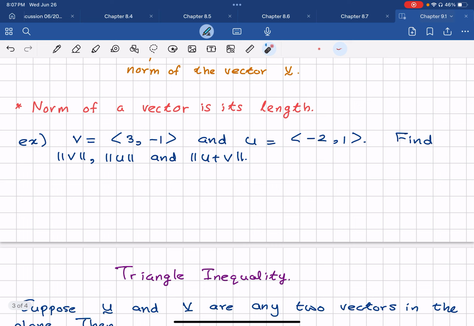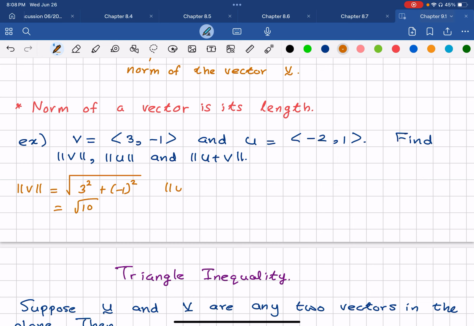Let's consider this example. I have given two vectors and I have asked you to evaluate the norms of v, u and u plus v. First we would focus on vector v. So what is the norm of vector v? That is the square root of 3 squared plus (-1) squared. So you would get the square root of 10.